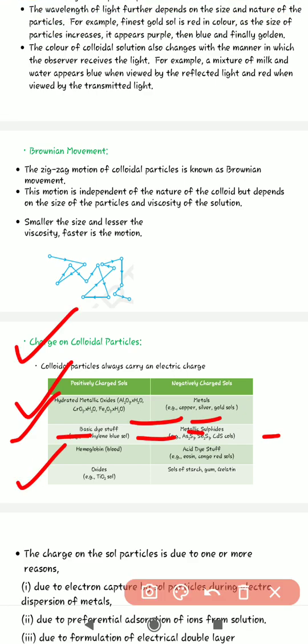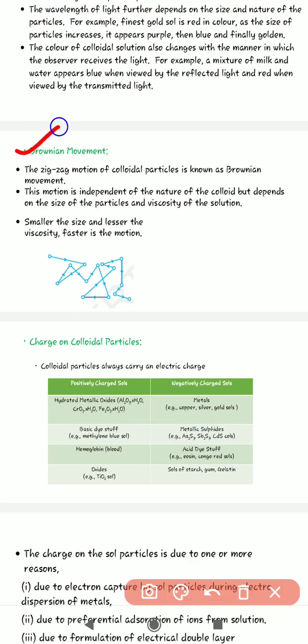Next one, Brownian movement. What is meant by Brownian movement? The zigzag motion of colloidal particles is known as Brownian movement. Zigzag motion means there is no proper direction. The colloidal particles move randomly, and that is what we call the zigzag motion of colloidal particles. This motion is independent of the nature of the colloid, but it depends on the size of the particles.